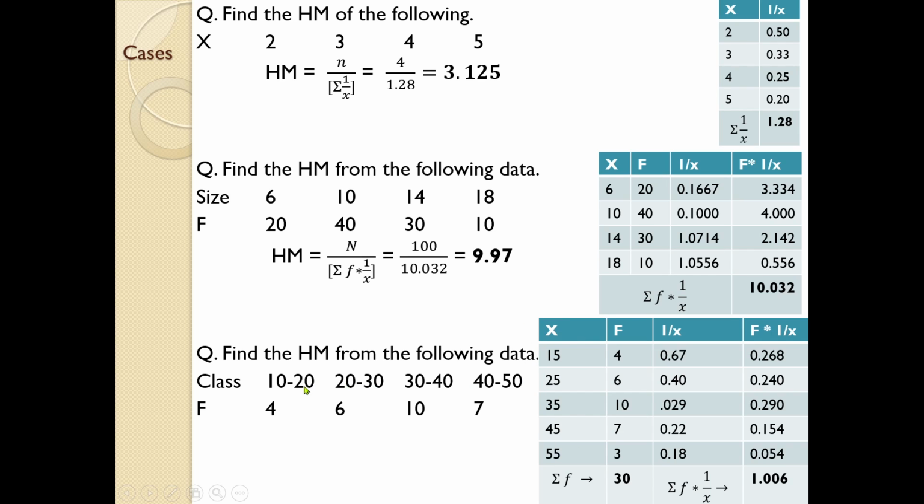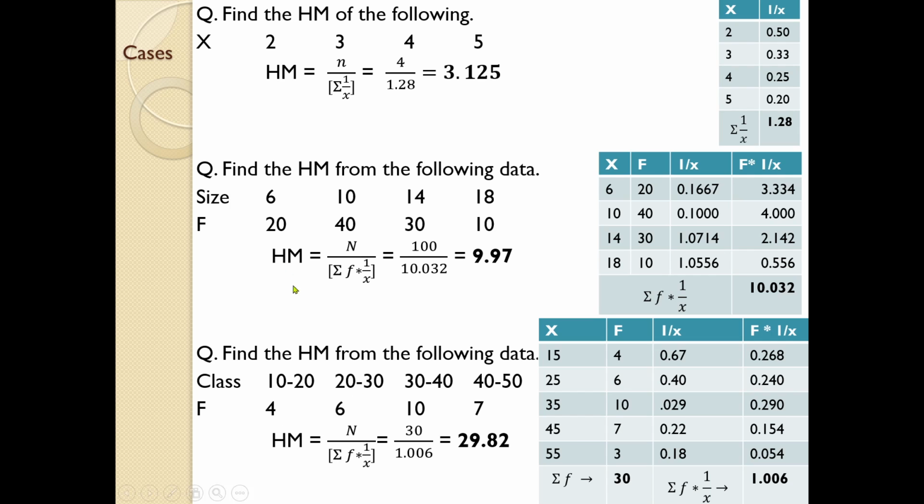The concept is I have directly gone for the mid value. So you need to find the mid value of each individual class. Likewise I have written here. F is also written. You need to find 1 by x, and finally f into 1 by x. The next methods are almost similar. The only thing is you need to find mid x. Only on the basis of mid x can you find 1 by x and subsequent steps. So substitute the details in the equation.